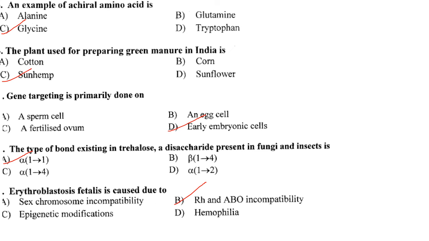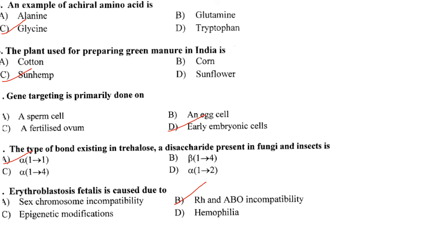An example of an achiral amino acid is glycine. The amino acid which is achiral is the one which does not have any chiral center. So the answer is glycine. The plant used for preparing green manure in India is, this is a repeated question, sun hemp. Answer is option C.